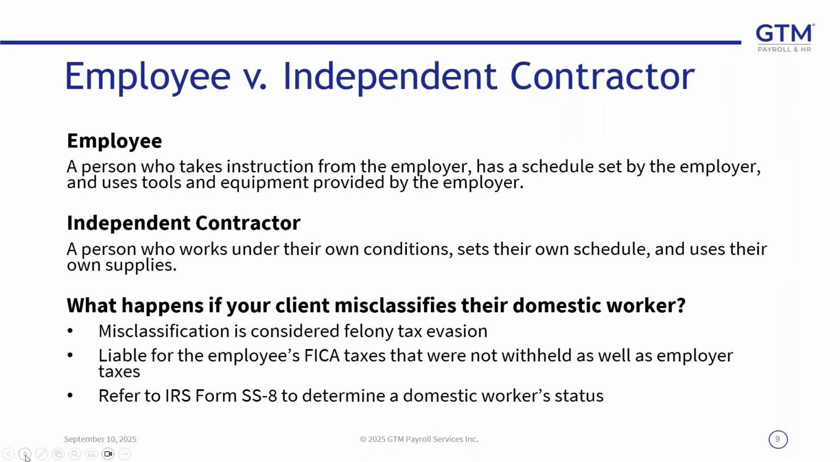A family sets their employee's schedule, tells the employee how to do their job, and the employee uses the family's tools and equipment. For example, a family with a nanny says your work hours are Monday through Friday, 8 a.m. to 6 p.m. The baby takes a nap at this time and is fed at these times. The nanny uses the family's stroller for walks and their kitchen to prepare food. The nanny is not going to determine when they'll work, and they're not going to make up a baby's sleeping and eating schedule. So in this case, the family is in control of the employment, and the nanny is their employee.